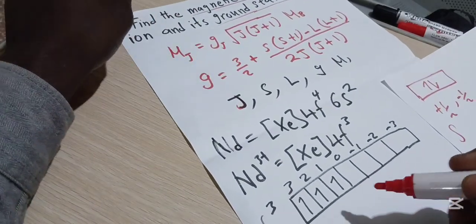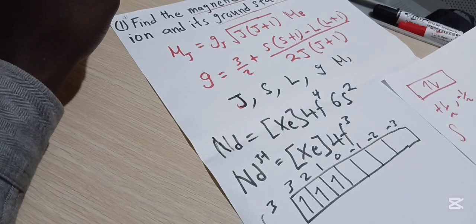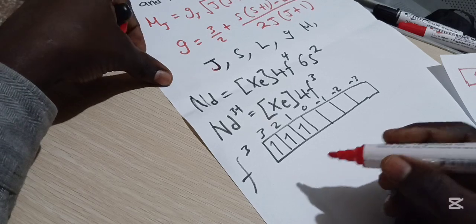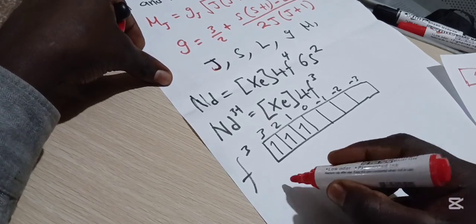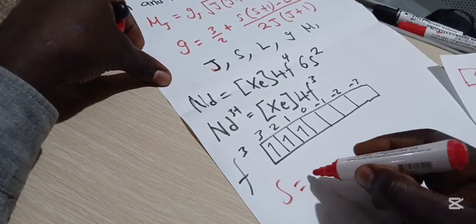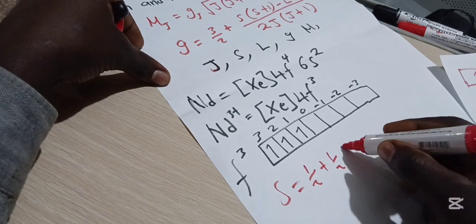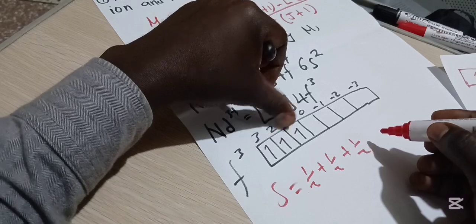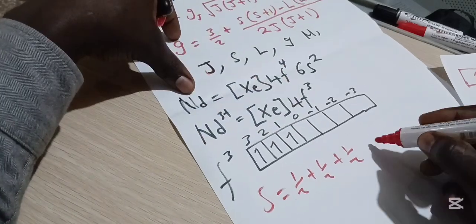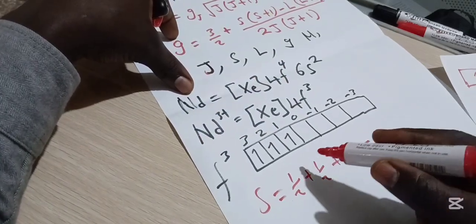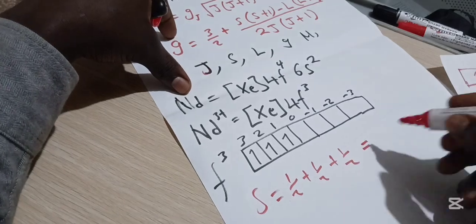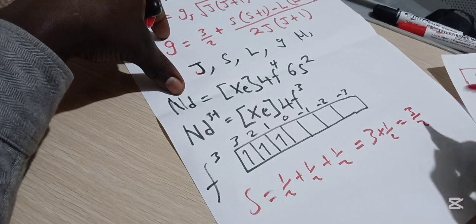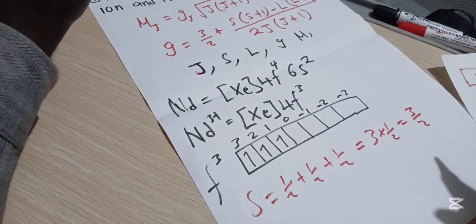We have a total of 3 orbitals occupied singly. That means each orbital contributes a plus half spin quantum number. So S is half plus half plus half. As we have 3 orbitals filled singly, it gives us 3 times half, which is 3 on 2. That is the value for our S.